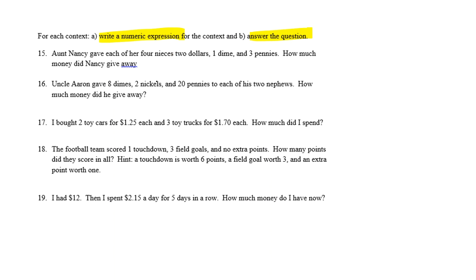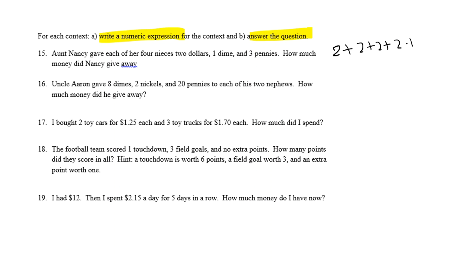So here we go. Aunt Nancy gave each of her 4 nieces $2, 1 dime, and 3 pennies. How much money did Nancy give away? So I'm going to show you a couple of different ways that I feel like you could write the math for this situation. One way would be that if she is giving each of her 4 nieces, that means there's 4 of them. They each get $2, so $2 added 4 times.